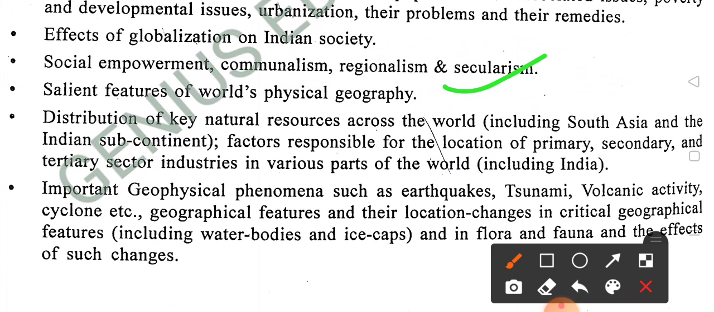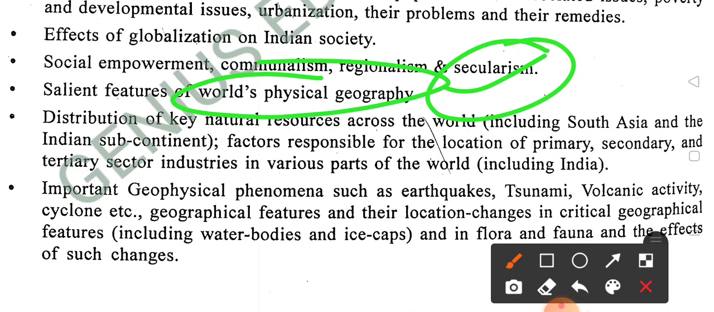So from here geography starts. Okay, we have covered art and culture, history of India and history of the world. Now here starts geography. So salient features of world's physical geography. So please remember it. Okay guys, so listen carefully.